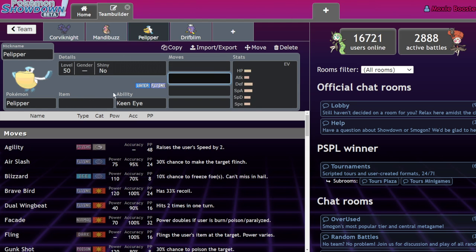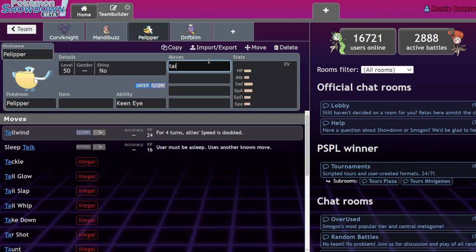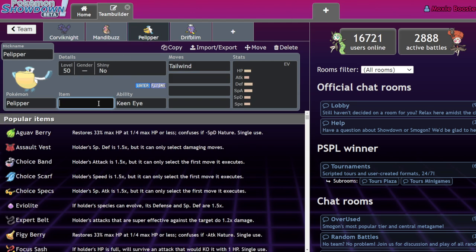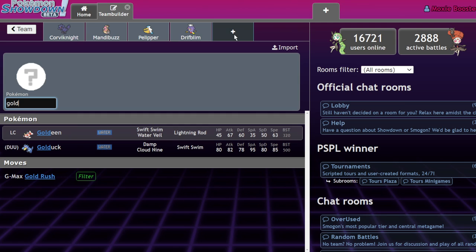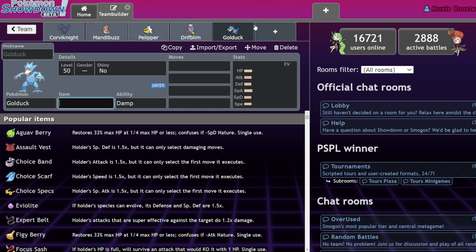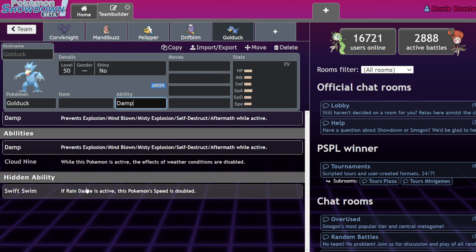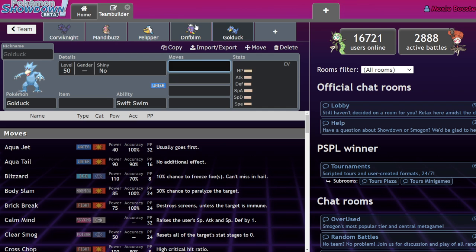So yeah, Tailwind Pelipper was another thing that we used to see. And it did use its partner, usually a Swift Swim Pokemon. In 2017, it was Golduck. You would use Swift Swim Golduck to deal with opposing Pokemon that would want to put pressure on the Pelipper, and you would get an immediate KO followed by the Tailwind, thus allowing your Golduck to outspeed things even under Tailwind, because it had both of these abilities open, Swift Swim and Tailwind at the same time.